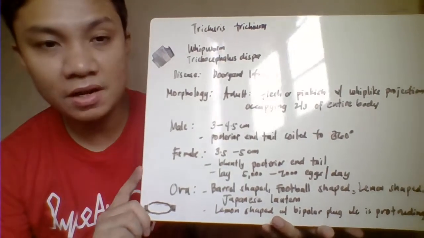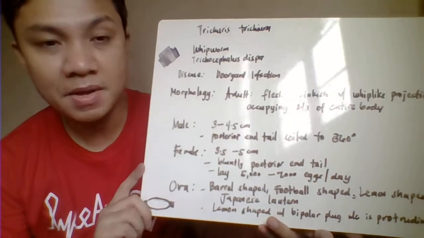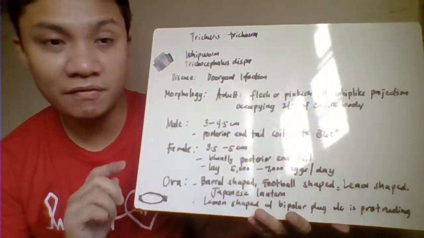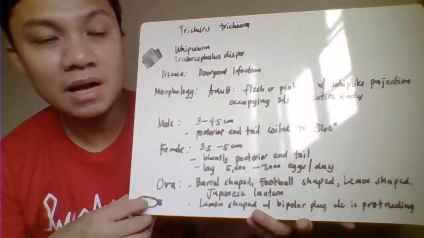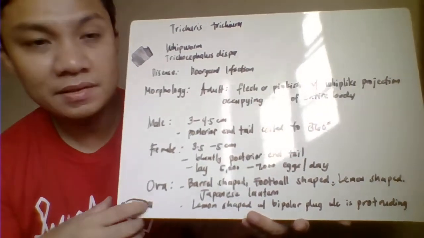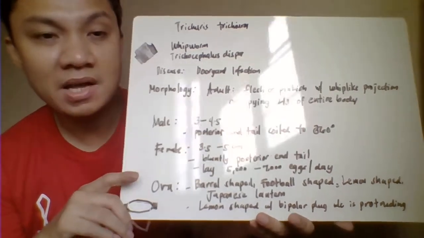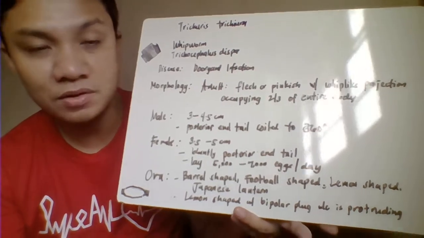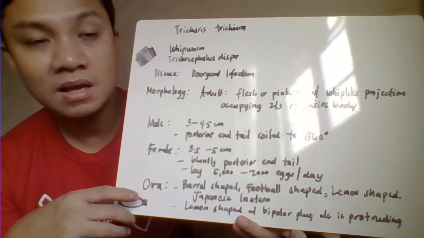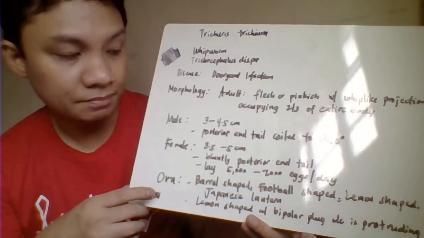Okay, for the morphology, the adult worm would be fleshy or pinkish in appearance, with an extension in its posterior end. Most likely, the posterior end would have a whip-like projection, which occupies approximately two-thirds of the entire body length. And that whip-like projection is used by the parasite to attach to your intestinal mucosa.